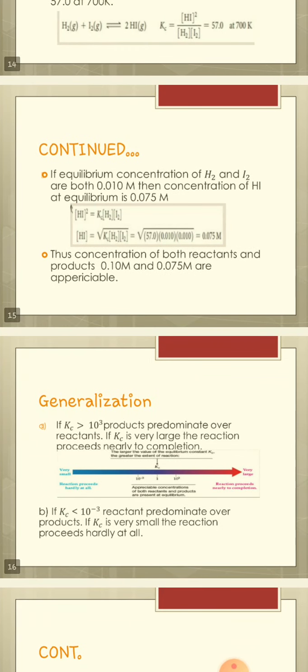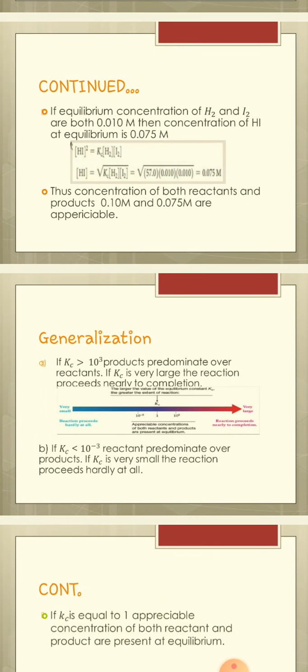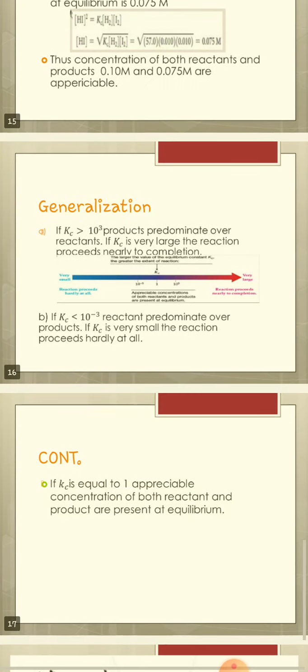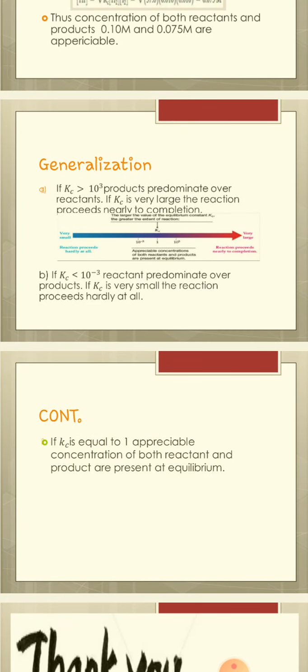So we have discussed the three possibilities in judging the extent of a reaction. Now, the generalization. What happens if Kc is greater than 10^3? Products predominate over reactants. If Kc is very large, the reaction proceeds nearly to completion. What happens if Kc is less than 10^-3? The reactants predominate over products. If Kc is very small, the reaction proceeds hardly at all. And what happens if Kc is equal to 1? Appreciable concentrations of both reactant and product are present at equilibrium.